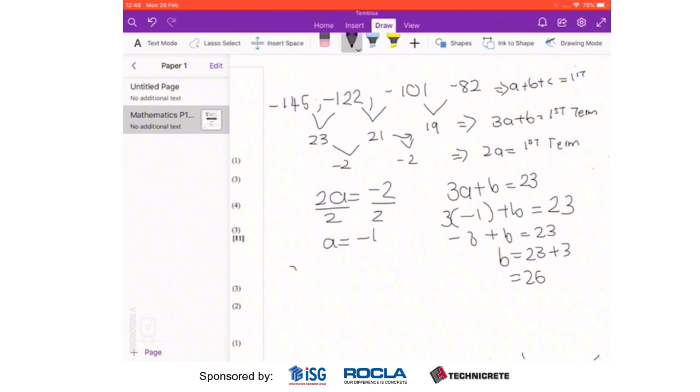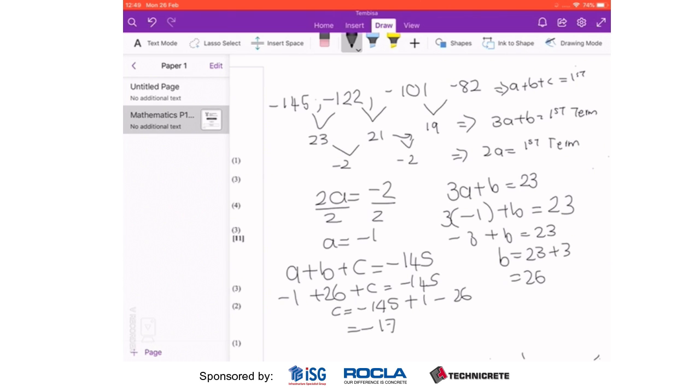Now the last thing that we need is C. A plus B plus C is equal to negative 145. We substitute: negative 1 plus 26 plus C is equal to negative 145. We're going to isolate C, so we're going to take everything to the other side. Negative 145 plus 1 minus 26, and if you put it into your calculator, it's going to give me negative 170.